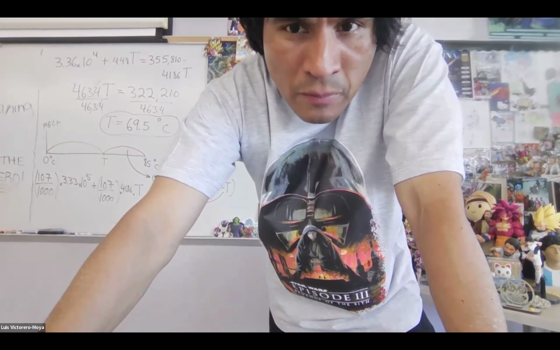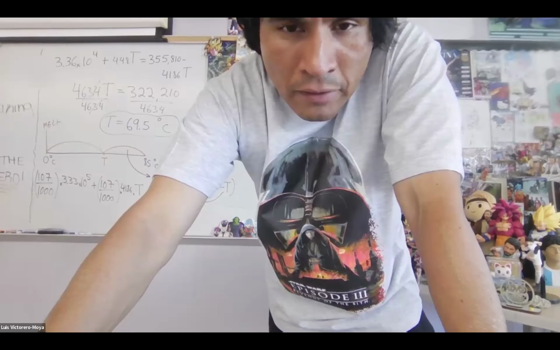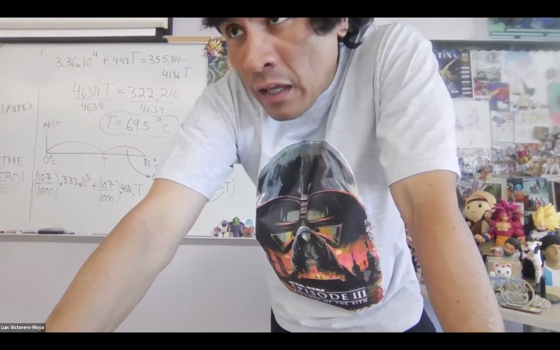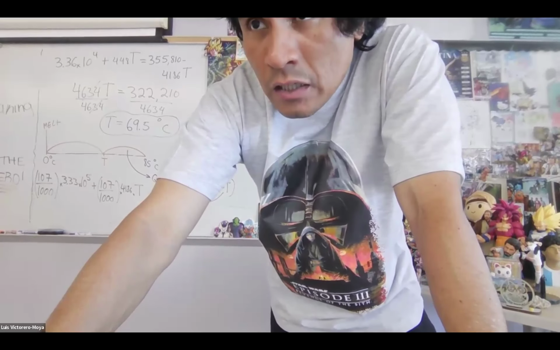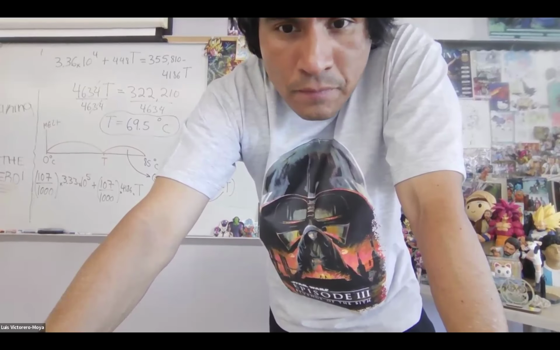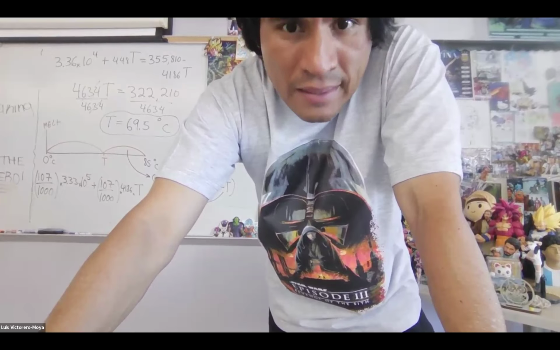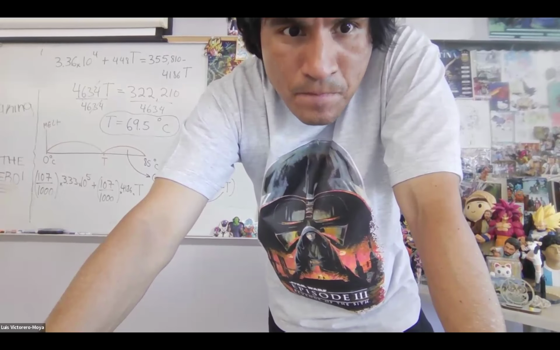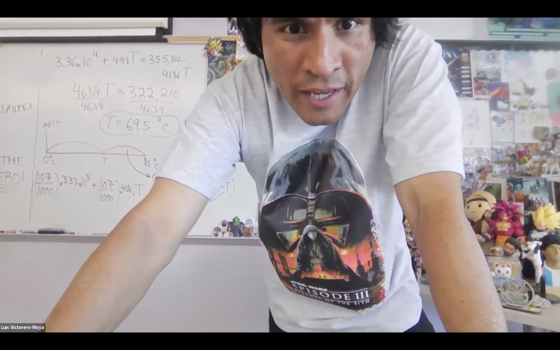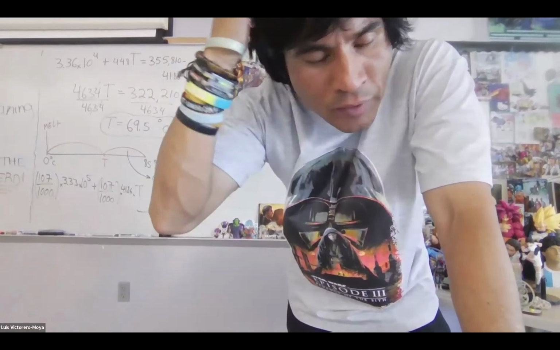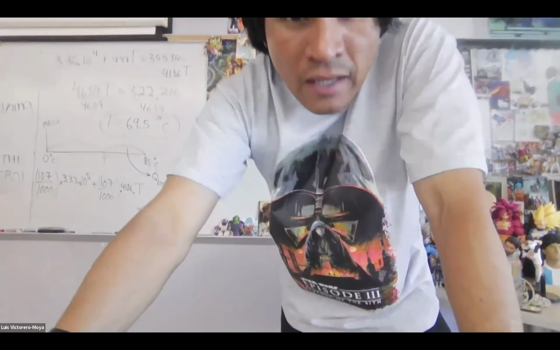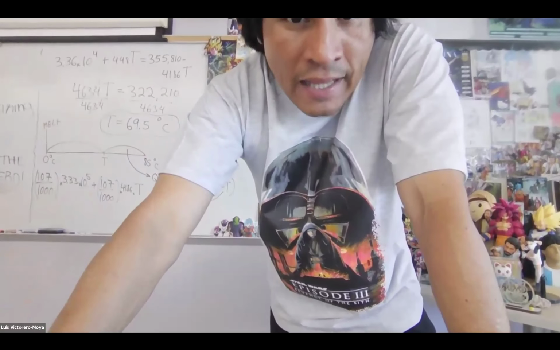For the conductivity problems, remember that you want to use the equation K area times delta T divided by length. When they ask you for the rate of energy, that's Q over t. So you just have to worry about K, area and the length.